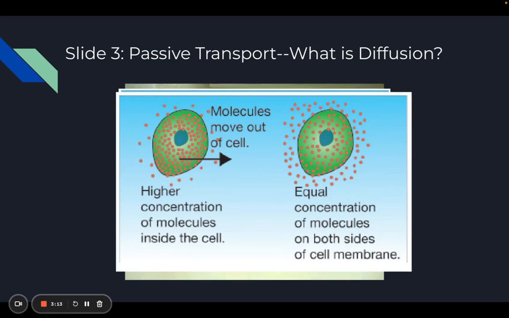Here is a graphic that shows a lower concentration of solute or molecules outside of the cell and a higher concentration inside the cell. So that is going to favor the movement of molecules out of the cell until you reach equilibrium, or again, an equal concentration of molecules on both sides of the membrane.